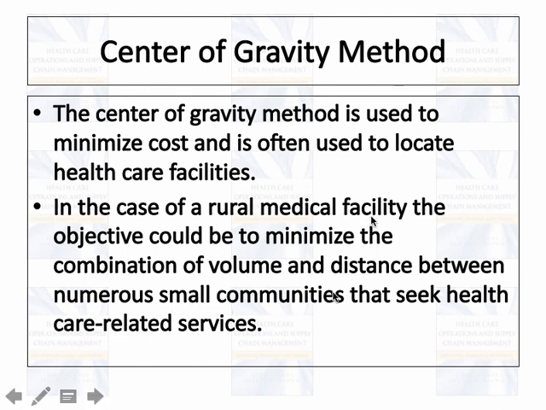In the case of a rural medical facility, the objective could be to minimize the combination of volume and distance between different small communities that seek healthcare related services. So basically, how to locate an emergency facility for different rural areas, which also minimizes cost. Let's say there are 4 villages with different densities, and we want to locate the healthcare center somewhere in between so that all the communities benefit while we minimize the total cost. So that's basically the center of gravity method.